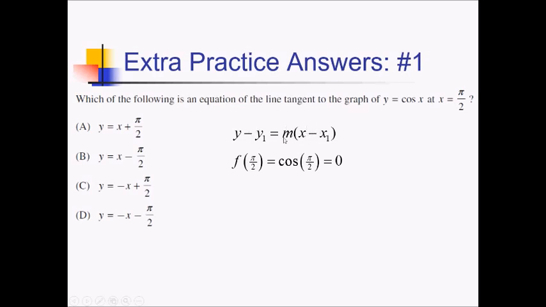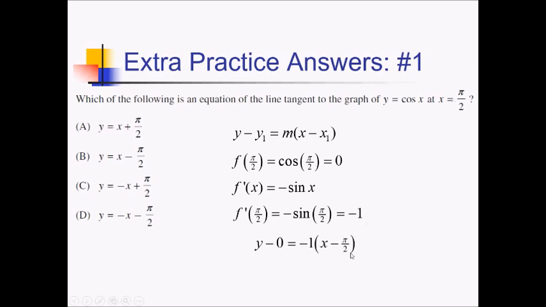We still need the slope, though. To get that, we need to take the derivative of the function, derivative of cosine, which is going to be negative sine of x. And now if we plug pi over 2 into that, that's going to end up being negative 1. So now putting it together in point slope, we have y minus the y value 0 equals the slope of negative 1 times x minus our x value of pi over 2.